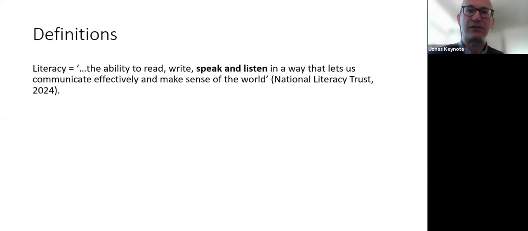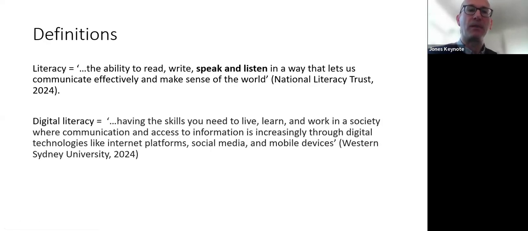Okay, so a couple of definitions. Literacy we can define in this way, and this is from the National Literacy Trust in the UK. It can be defined as the ability to read, write, speak, and listen in a way that lets us communicate effectively and make sense of the world. Often we think of literacy as only about reading and writing, but of course it does include speaking and listening as well. Digital literacy can be defined as having the skills you need to live, learn, and work in a society where communication and access to information is increasingly through digital technologies, such as the internet, social media, etc.